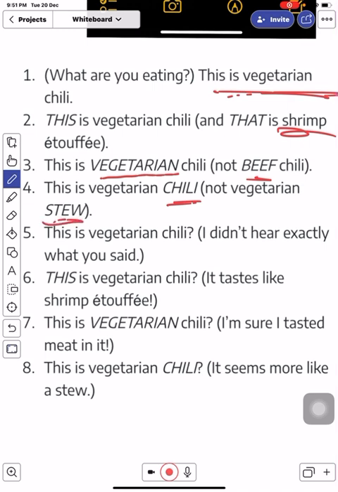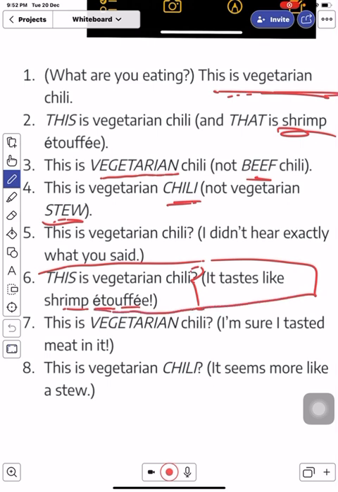The next example, at the level of intonation: this is vegetarian chili, in the interpretation that I didn't hear exactly what you said. This is vegetarian chili? This is what it would sound like if it was said in a real world situation. This is vegetarian chili. It tastes like shrimp etouffee. So, this is vegetarian chili? Someone saying that with surprise or a question mark, asking his friend or company, this is vegetarian chili? It tastes like shrimp etouffee. This is how this sentence would be interpreted.